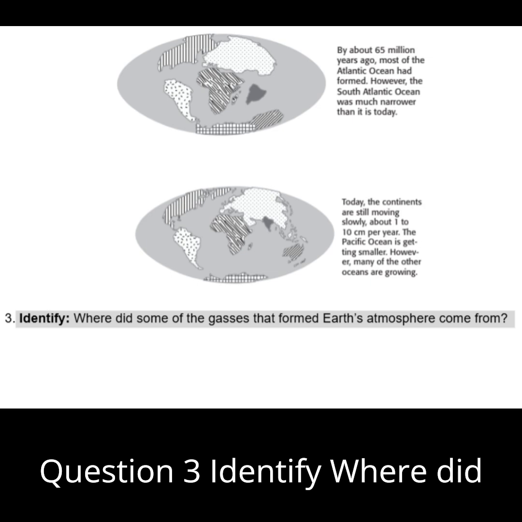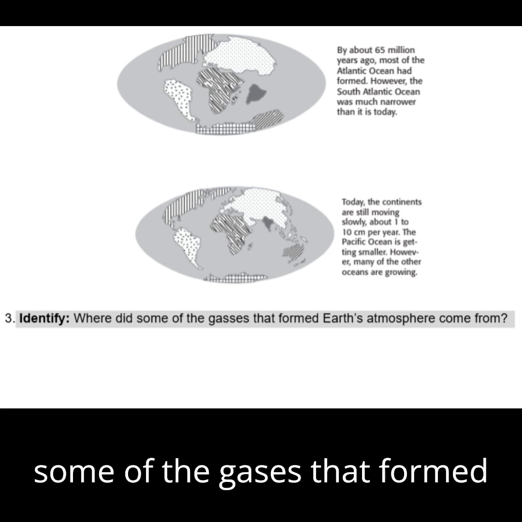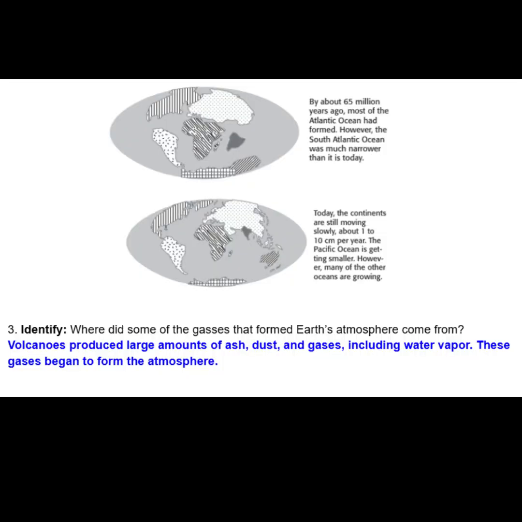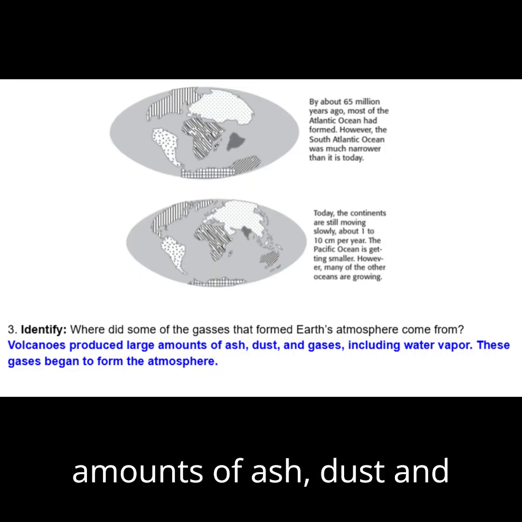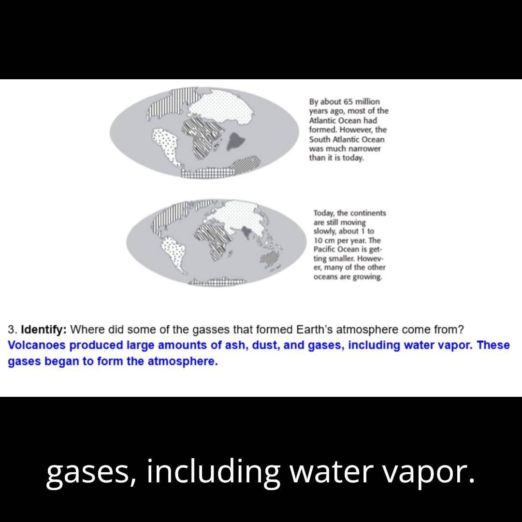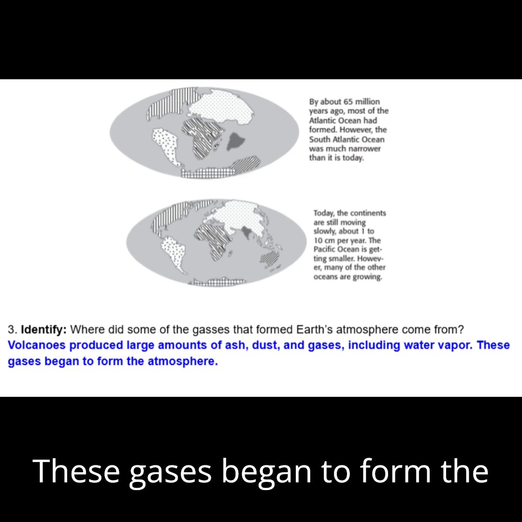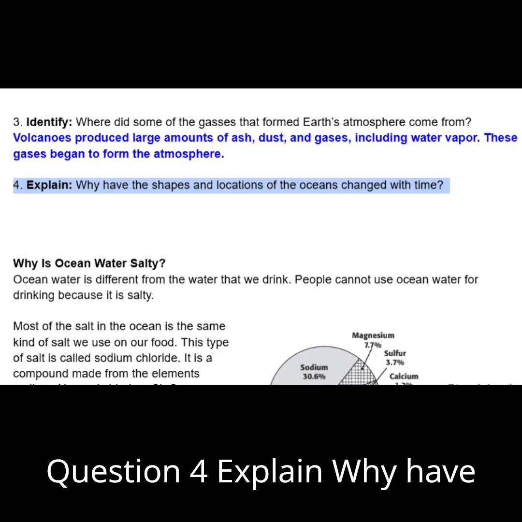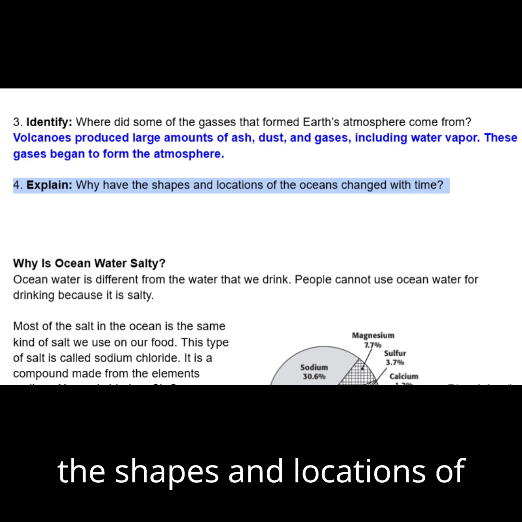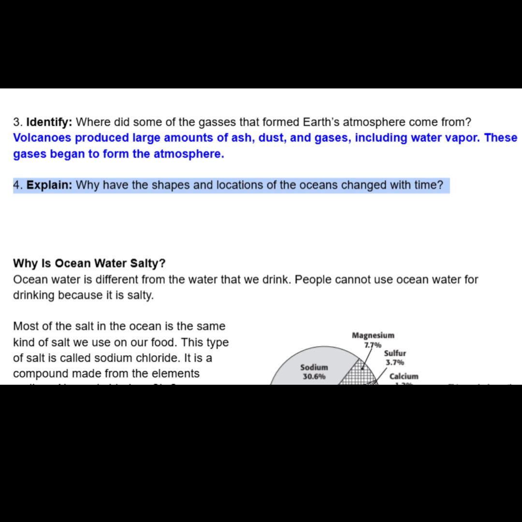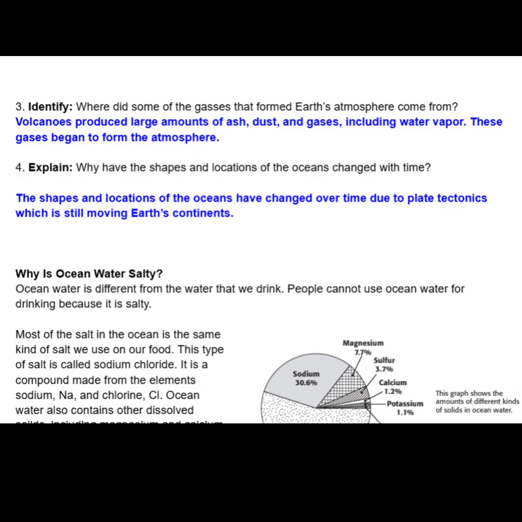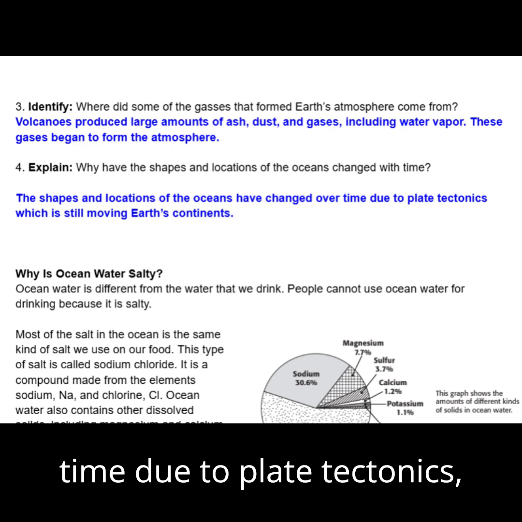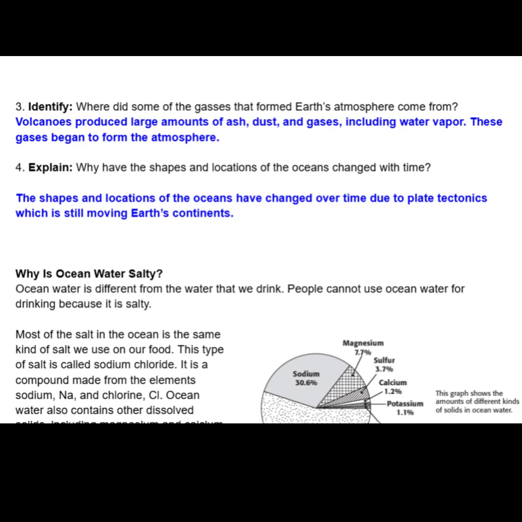Question 3. Identify. Where did some of the gases that formed Earth's atmosphere come from? Volcanoes produced large amounts of ash, dust, and gases, including water vapor. These gases began to form the atmosphere. Question 4. Explain. Why have the shapes and locations of the oceans changed with time? The shapes and locations of the oceans have changed over time due to plate tectonics, which is still moving Earth's continents.